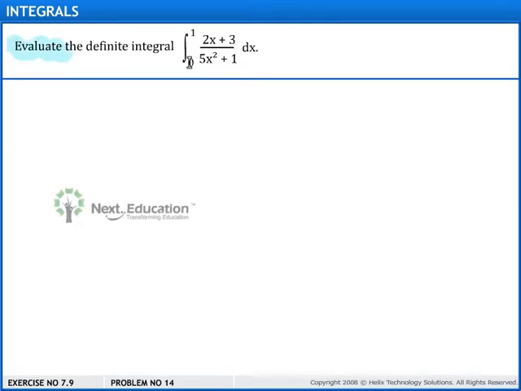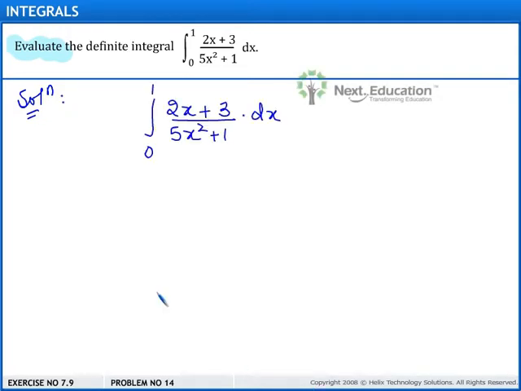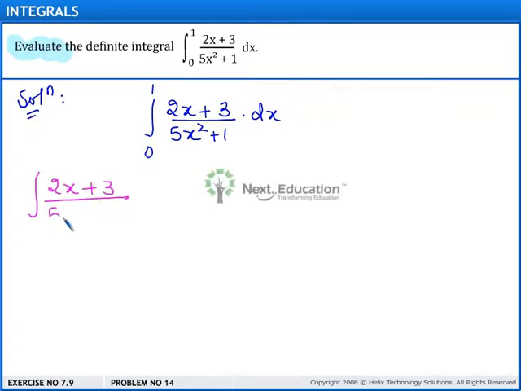Equation, we have to evaluate the definite integral (2x plus 3) divided by (5x square plus 1) into dx from 0 to 1. Let's begin with the solution. And we have to find the value of this integral. First, let us find the value of integral (2x plus 3) divided by (5x square plus 1) into dx.